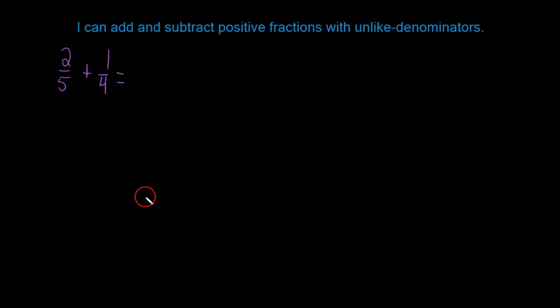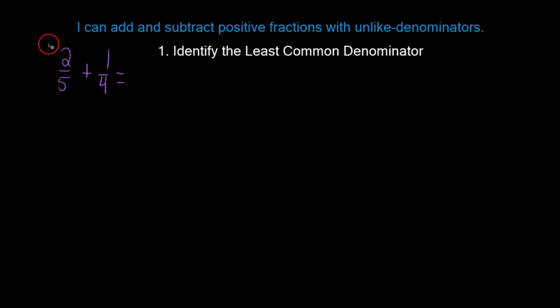So in order to add and subtract fractions with unlike denominators, it's going to come down to either 3 or 4 steps, depending on if we need to simplify at the end or not. This first step is we need to identify the least common denominator. In order to identify the least common denominator, we need to find the least common multiple between the two denominators. So we have the least common multiple between 5 and 4.